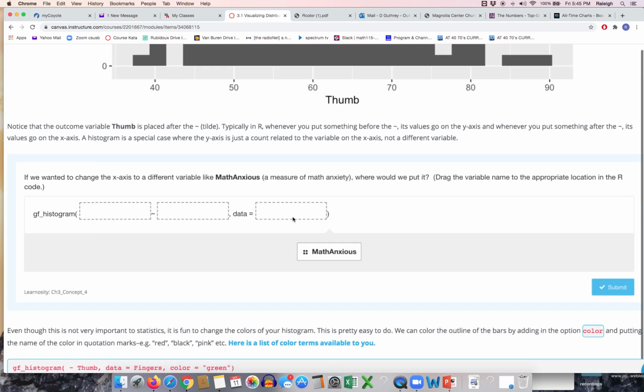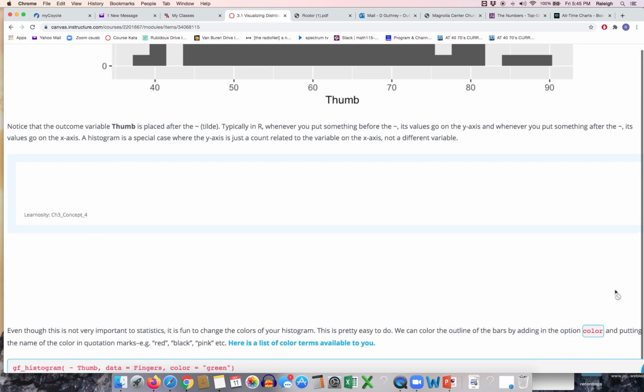So notice that the outcome variable thumb is placed after the tilde, typically in R. Whenever you put something before the tilde, it's got to just go to the y-axis. And if you put it after the tilde, it goes to the x-axis. So y goes to x. So let's see. If we want to change the x-axis, let's put it where it belongs at the second spot where the x-axis would go, and we can kind of submit that and see what happens.